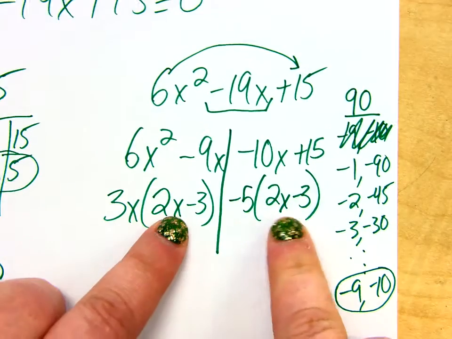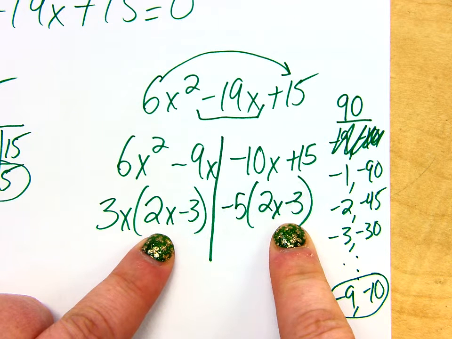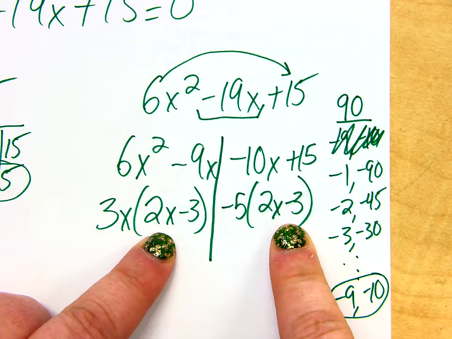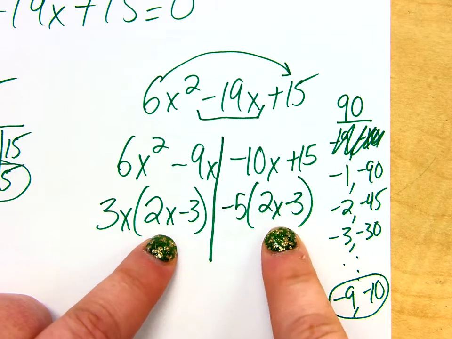In this method, these two parentheses have to be identical. If they are not, there's something wrong. Either you messed up somewhere. So don't even bother going any further, because something's not right.